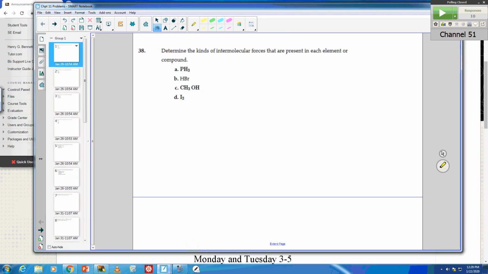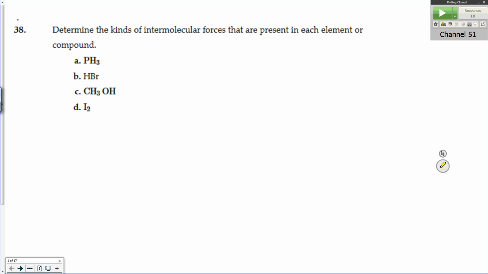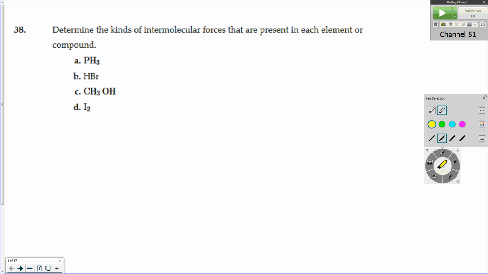Okay, so what we're going to do is spend the next few minutes talking about some end of the chapter problems. I'll do these again probably towards the end of next week. This chapter is a little messed up because of losing Monday. Number 38 says, describe the kinds of intermolecular forces present in each element or compound.